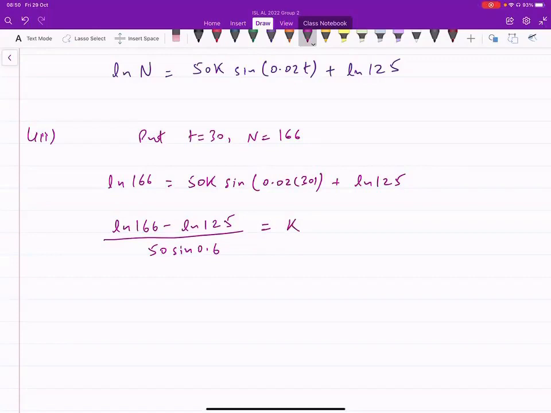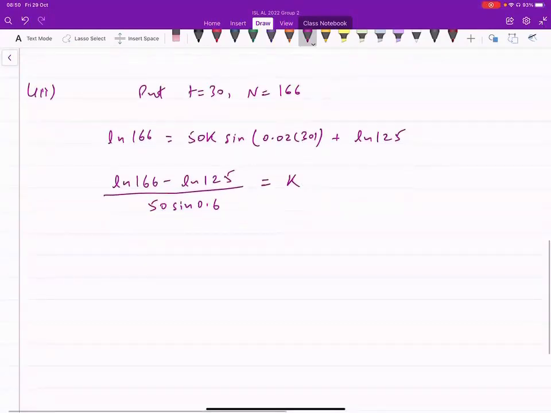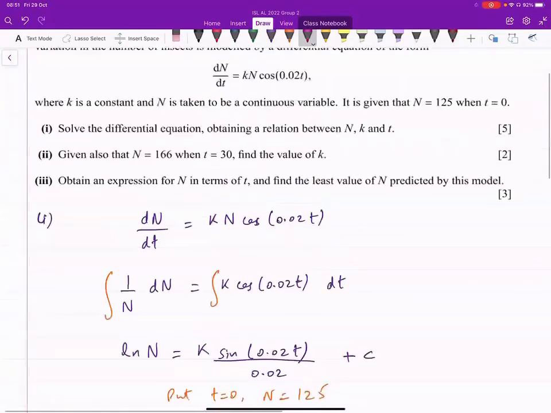Simplify this, evaluate it from your calculator and see what you get. 0.010047, so that's about 0.01. You can actually leave it at 0.01 as well, and that's perfectly okay. So that's the value of k, 0.01. Okay, this is what we had to find.